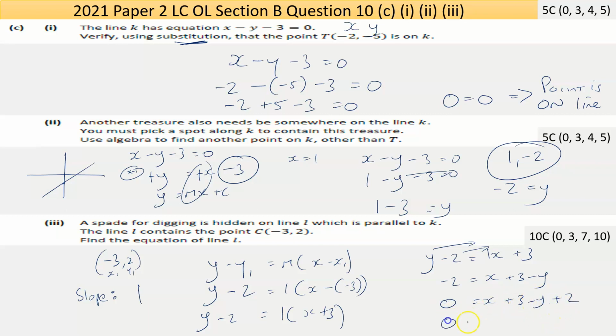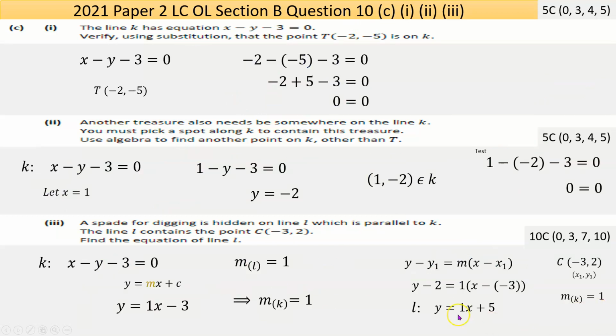Now what's my answer then? x. You put the x first, the y second. 3 plus 2 is 5. And that's it. Okay, that should be the answer we have here. Find the equation of the line K. What have we done here? Actually, that is the answer.